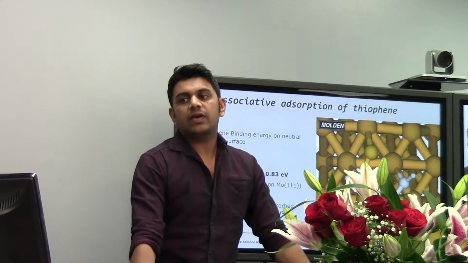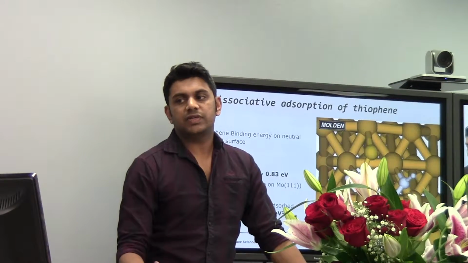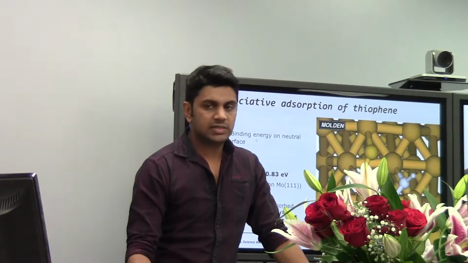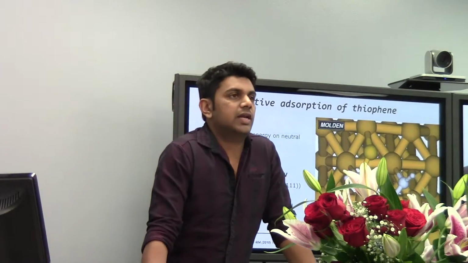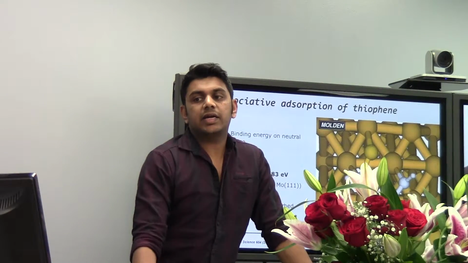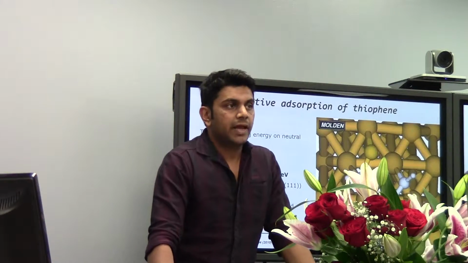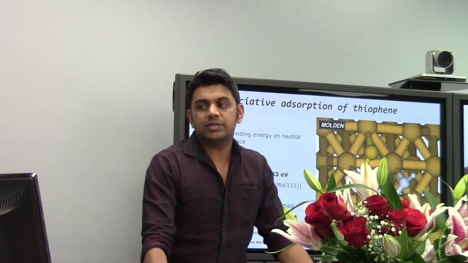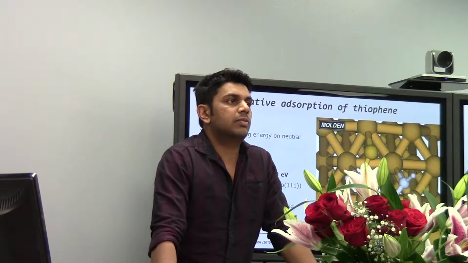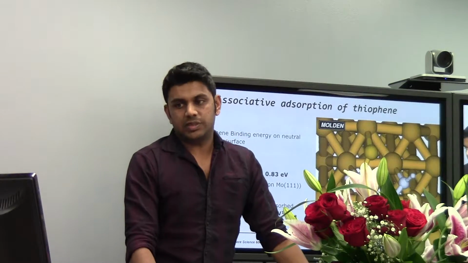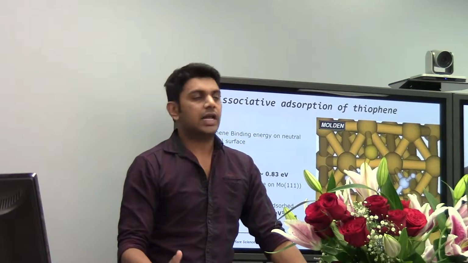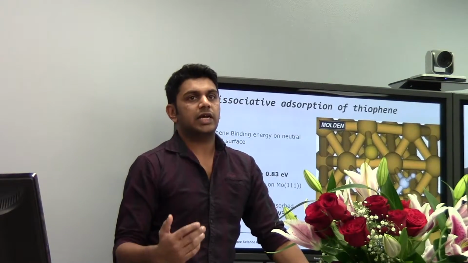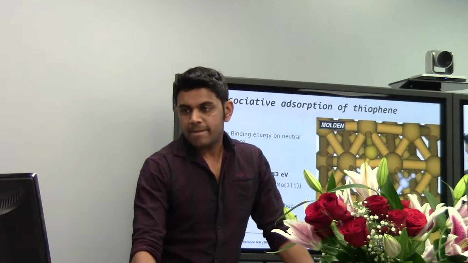Here we also calculate the binding energy of this thiophene molecule on the neutral molybdenum surface, and it is found to be 4.1 electron volts. If we calculate the binding energy per non-hydrogen atom, it is about 0.83 electron volts, and it suggests that this thiophene molecule is strongly chemisorbed on this molybdenum surface after adsorption. Our calculated results are also in qualitative agreement with experimentally determined data.